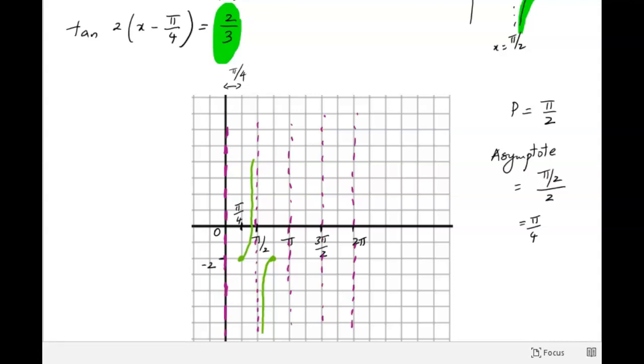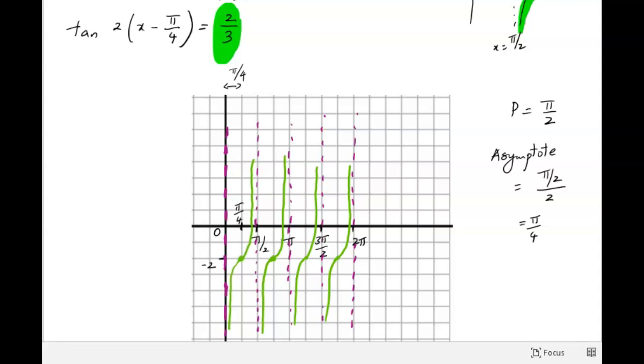Let me just go back and finish this graph. So second cycle, third cycle, and the fourth cycle is not going to complete on that side because we go past our domain for this question. And then we go back to the very starting value. It's going to continue down to the left as well. So that completes my 4 cycles of the tangent function with my horizontal shift of pi on 4.